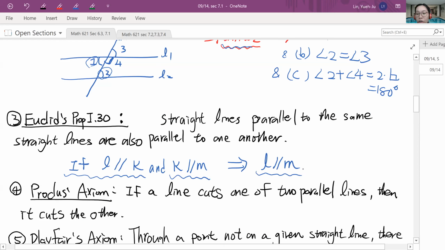Then the conclusion you can get is that L has to be parallel to M, right? From the picture, you can see very clearly that if L is parallel to a line and M is parallel to the same line, then each of them should be parallel to each other, okay? So this is quite intuitive. And this is 1.30, one of another proposition.